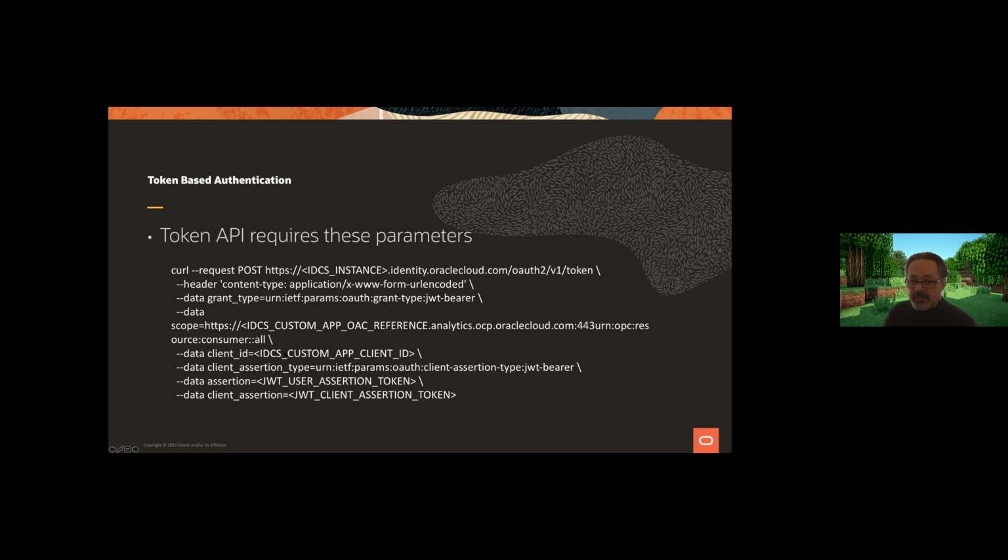Here's the client ID that I mentioned. So this again is the client ID of your IDCS custom application. The client assertion type, again, is a copy and paste, so it's JWT bearer. And then we have the user assertion and the client assertion. And these are tokens that you would then generate programmatically before you make the call.